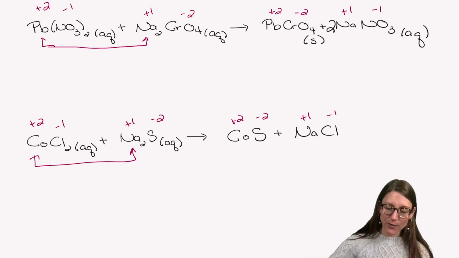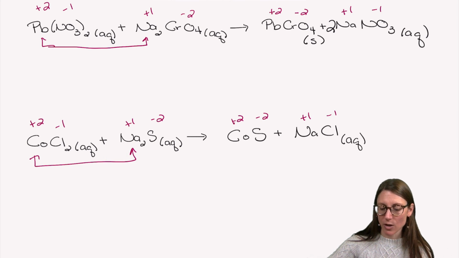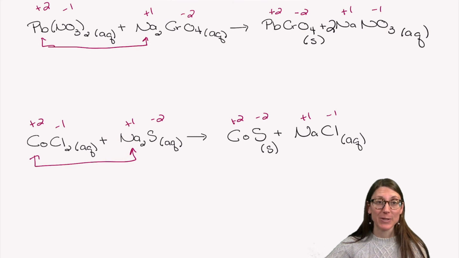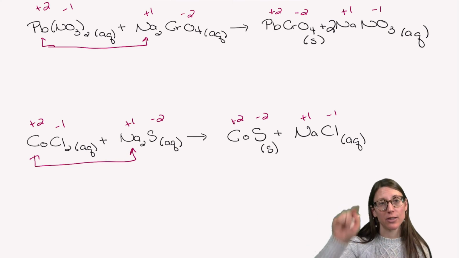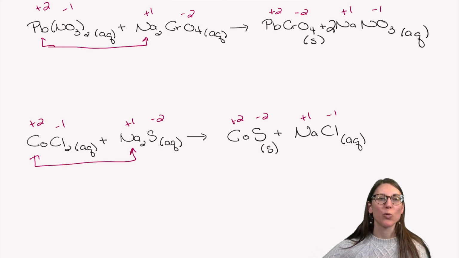And then lastly, figure out which one is going to be aqueous, which one's going to be your precipitate. So things with sodium will be aqueous. That makes the sodium chloride aqueous, which means the cobalt sulfide must be the solid, the precipitate that forms. That is your process. Do not skip the checking the charges step. Everything will go bad if you do. So make sure you do that as you're working your problem.